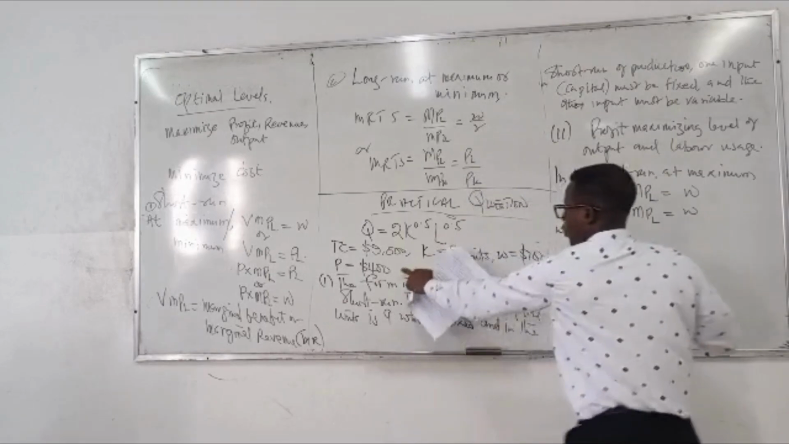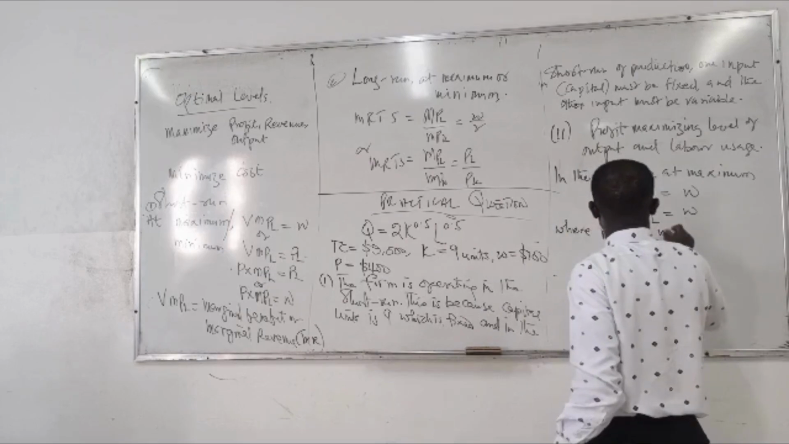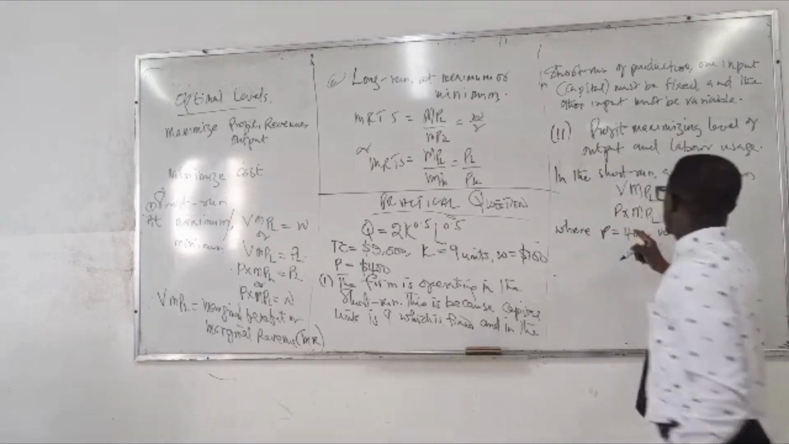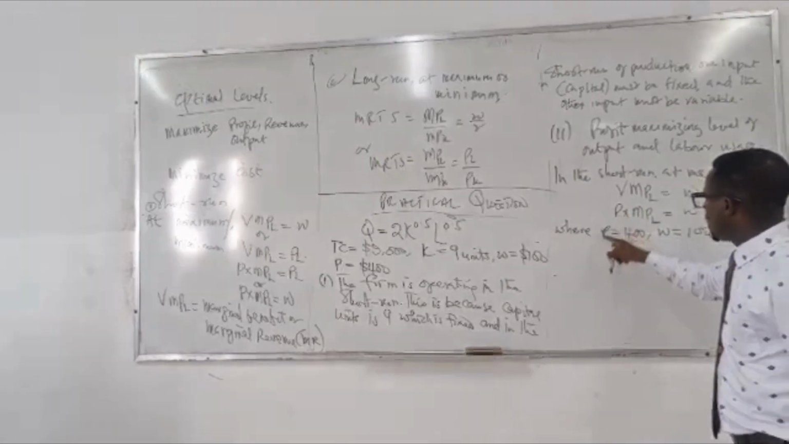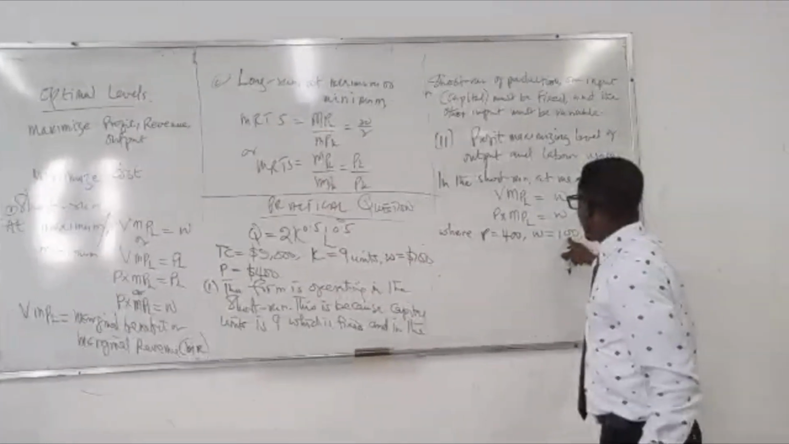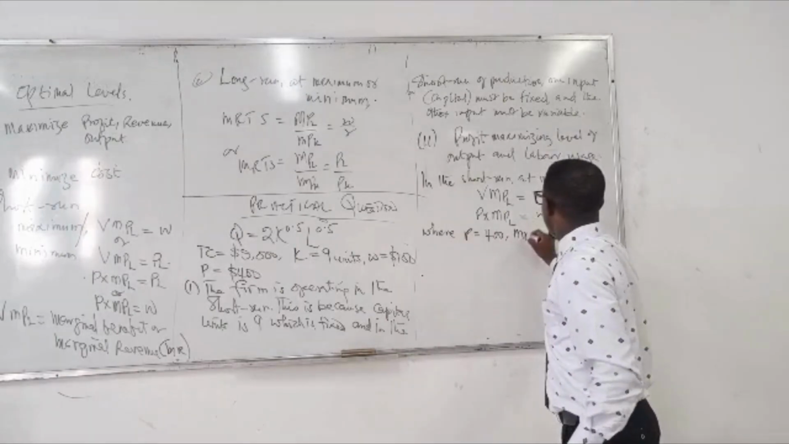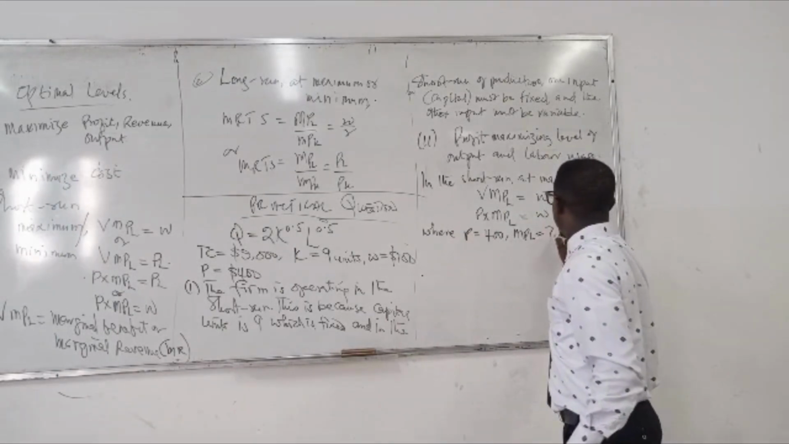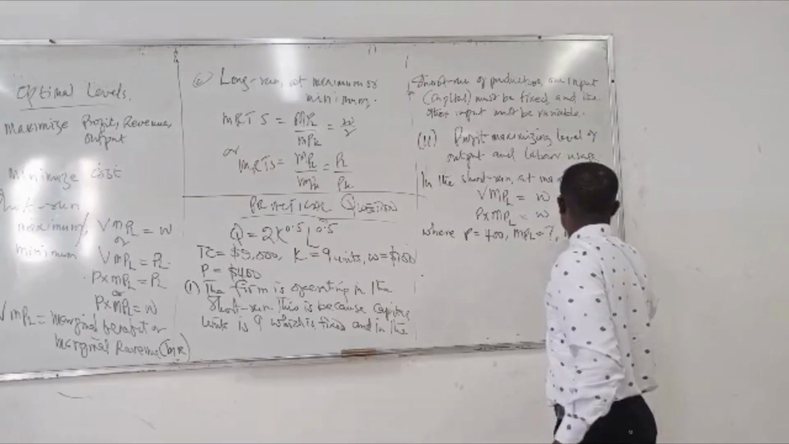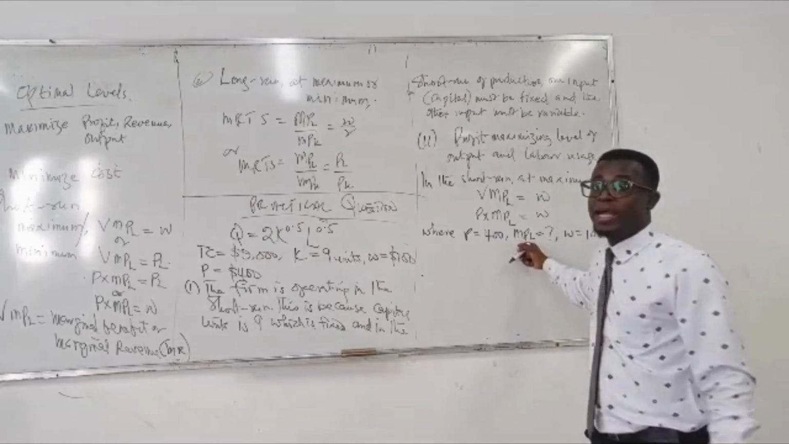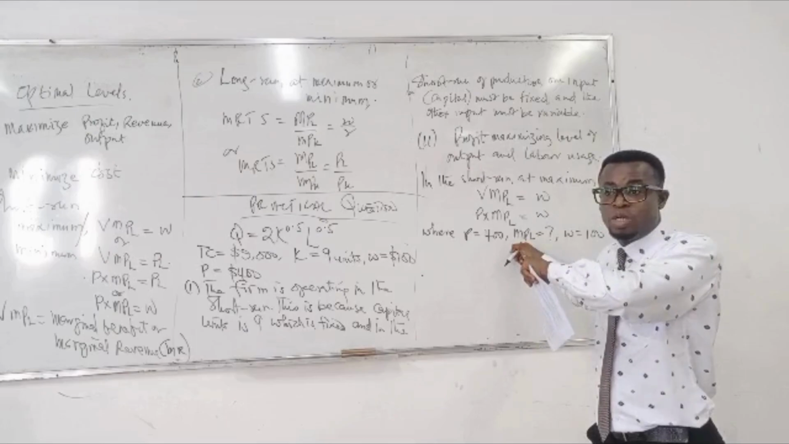Where price equals $400 and wage equals $100. Since we are solving for the maximum value, we know the price to be 400. We know the wage to be 100. Do we know MPL? We don't know the MPL. The wage is $100, so we have 100. So what are we going to find? We're going to find the MPL and bring it back into the equation and find the value we're looking for.